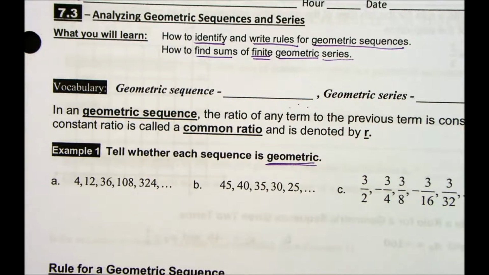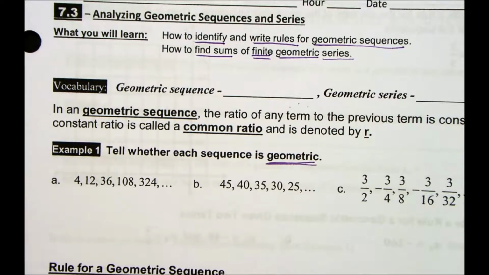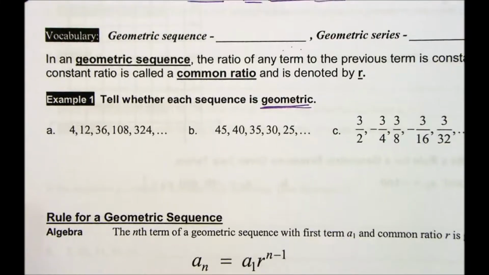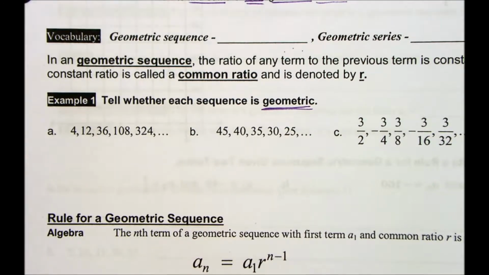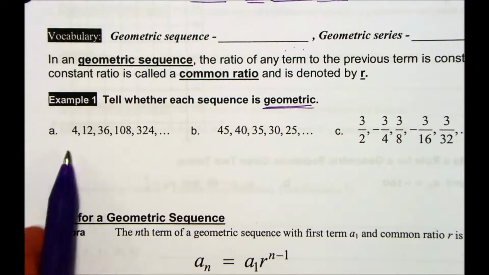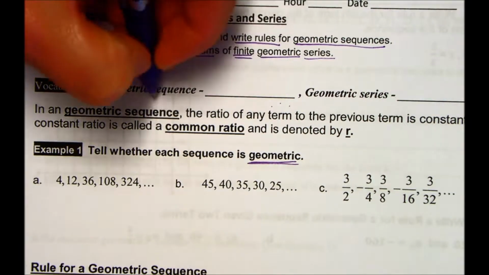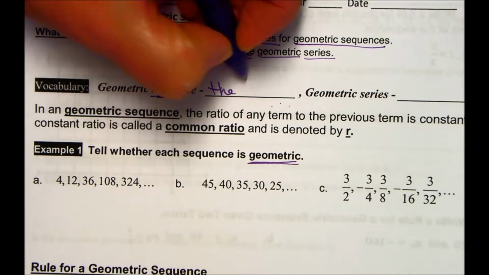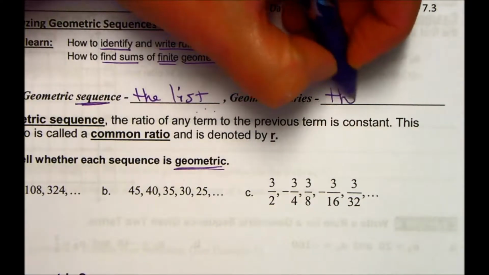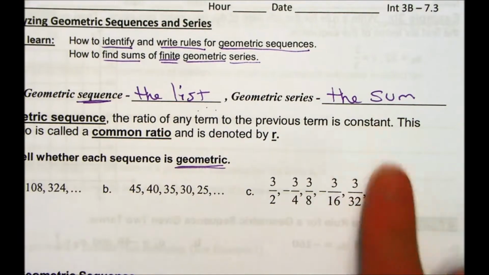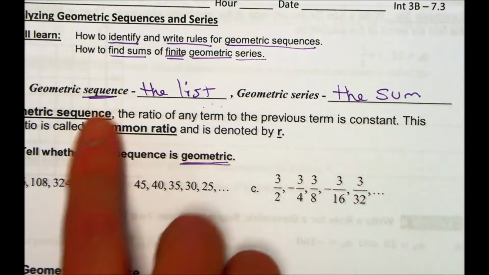So this lesson is very similar to the last lesson in that we're going to be doing kind of the same thing but with geometric sequences instead of arithmetic sequences. All right, so the first thing we're trying to figure out is whether or not something is a geometric sequence by looking at the list. Once again, remember, when you say sequence, it is the list that we're talking about. And when you say a series, we're talking about the sum. So the numbers that are in the series are from the sequence.